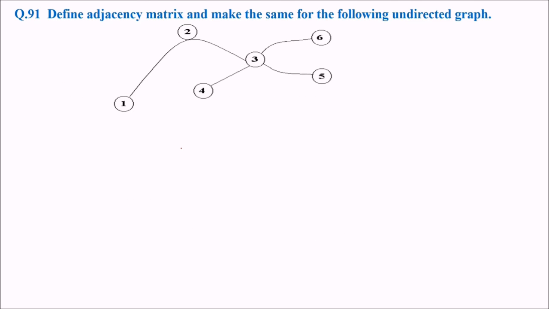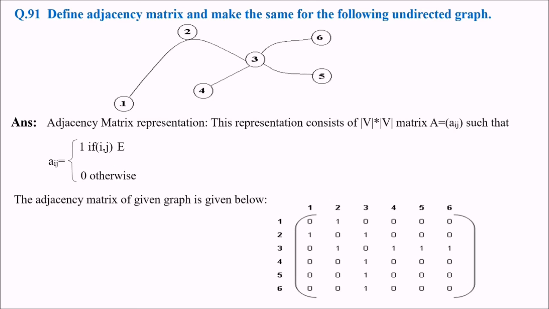Define the adjacency matrix and make the same for the following undirected graph. This is an undirected graph. So the adjacency matrix can be easily made. The representation consists of a V cross V matrix A, where Aij is 1 if there is an edge from i to j, and 0 otherwise.